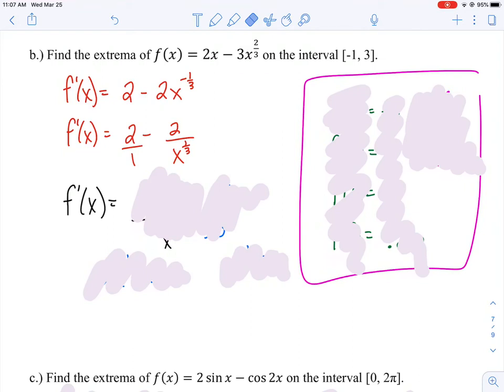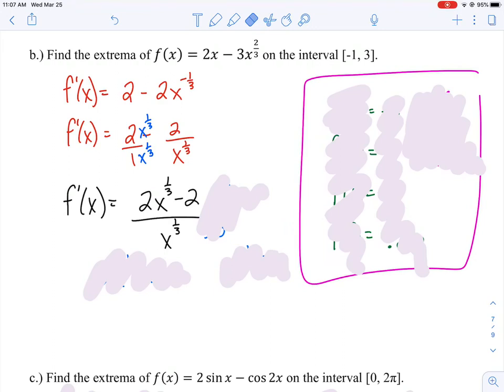I put the 2 over 1 so that I can compare and see that they don't have common denominators. It's going to be a little bit easier for me to combine them into a common denominator so I can go from there and figure out where my critical numbers are. So I multiplied this first one by an x to the 1/3 on top and bottom. Now I have a new derivative with a common denominator: 2x to the 1/3 minus 2 on top, the numerator, over my common denominator, which is x to the 1/3.